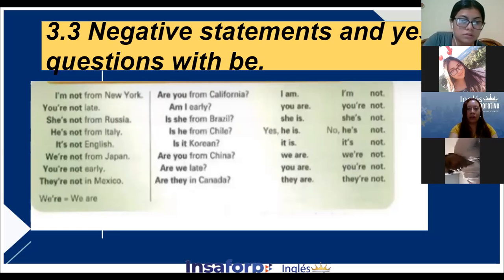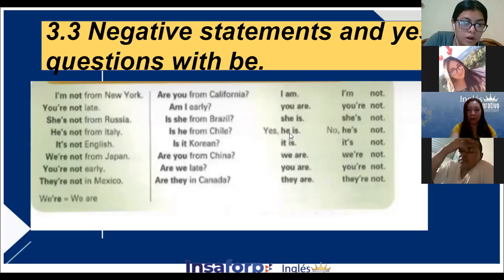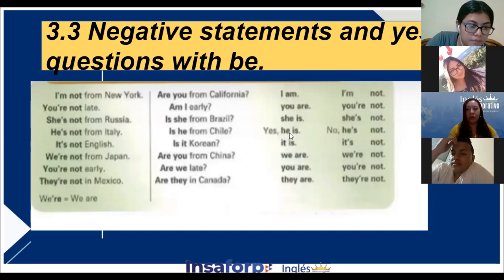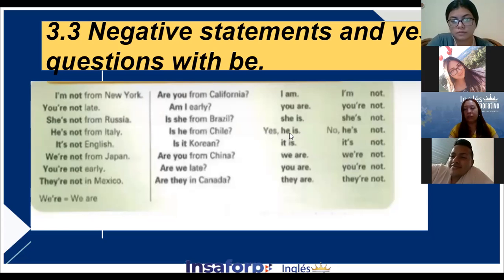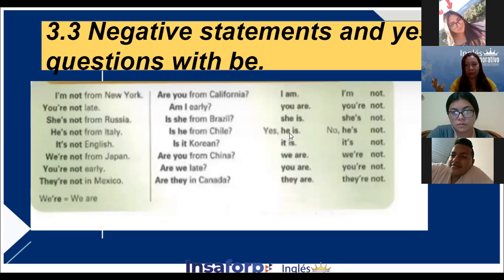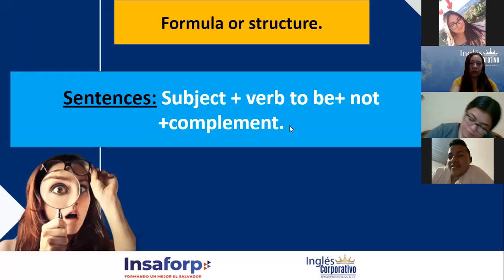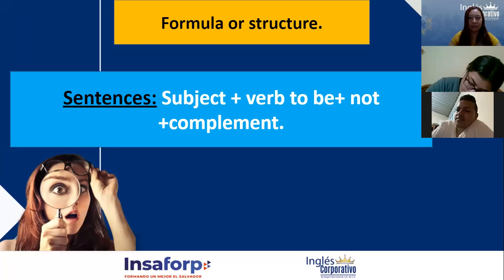Okay. Respuestas cortas. Ustedes ya las veíamos ayer, ¿verdad? For example, Jason, are you happy? Yes, I am. Or no, I am not. Right? Respuestas cortas, pero si podemos parafrasear la pregunta es todavía mejor porque damos completa la información. Jason, are you happy? Yes, I am happy. No, I am not happy, right? Siempre puede variar. So what we will see is the formula or the structure para negative sentences, okay?